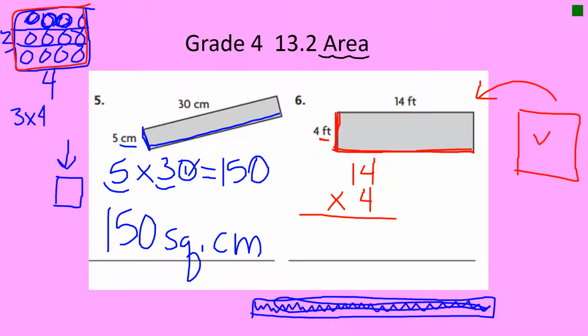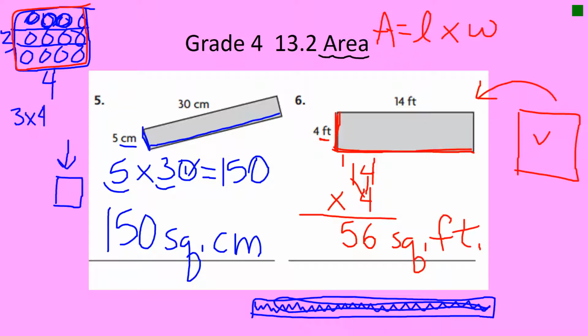Okay? And your teacher may have given you this idea. Area equals length times width. Or, of course, width times length. But that's how most people say it. Okay? So 4 times 4 is 16. 4 times 1 is 4. Plus 1 is 5. So this rectangle is 56 square feet. Okay, it's a square that's literally 1 foot long on each side. All right, beautiful.